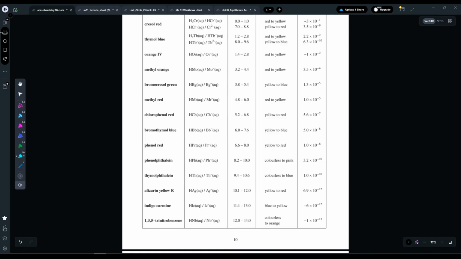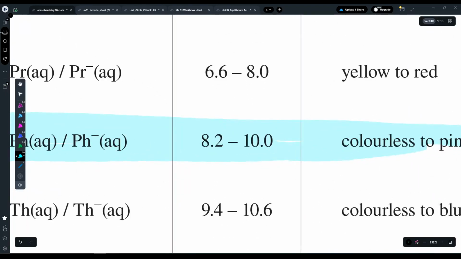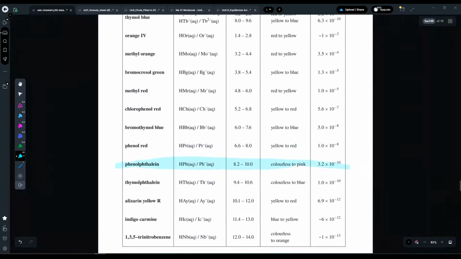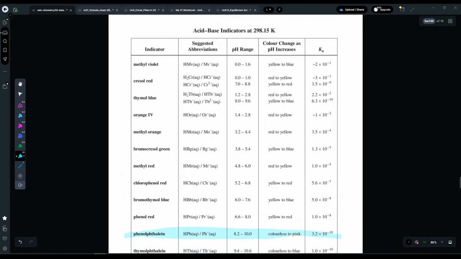Okay, so I'm noticing that some indicators that would work: phenolphthalein, where 8.4 is right in the middle. It's not the exact middle, but it's in the middle of this range. Another indicator that would work well would be thymol blue; 8.4 is in the middle of its second range there. And then another indicator that would work well would be cresol red.